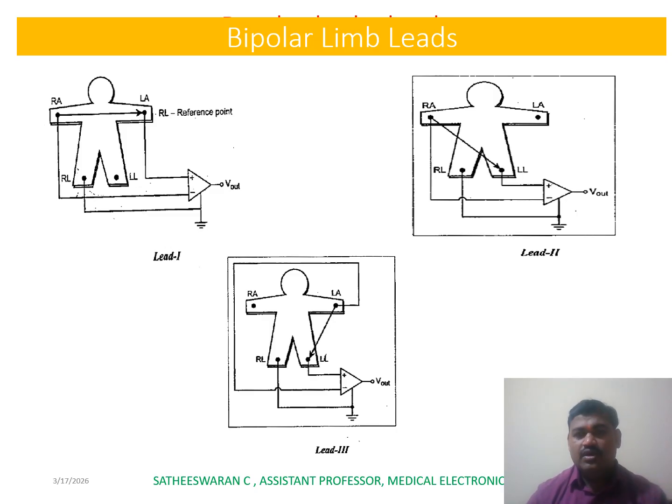Similarly, lead two is between the right arm and left leg. One end of the operational amplifier, the non-inverting terminal, is connected to the left leg, and the inverting terminal of the operational amplifier is connected to the right arm, with RL as a reference. This is known as the lead 2 system. Then this is the lead 3 system. It is between the left arm and left leg. The non-inverting terminal of the operational amplifier is connected to the left leg, and the inverting terminal is connected to the left arm, provided RL is used as a reference. This is the lead 3 system.